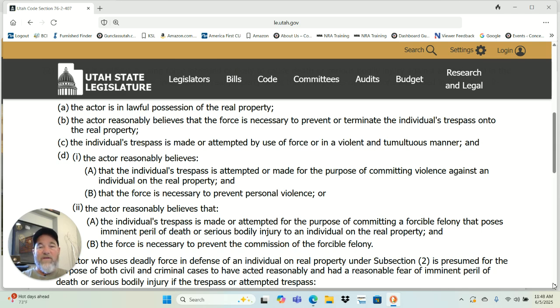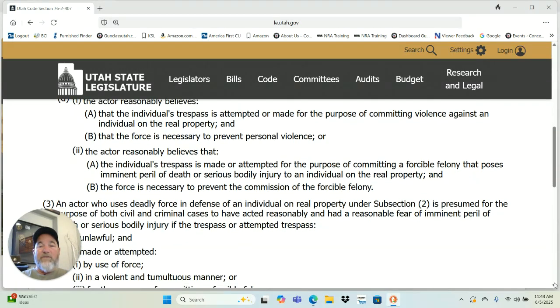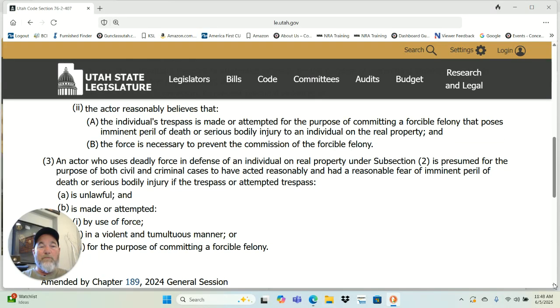You either reasonably believe that the trespass is attempted or made for the purpose of committing violence against an individual on the real property, and that the force is necessary to prevent personal violence, or you reasonably believe that the trespass is made or attempted for the purpose of committing a forcible felony that poses imminent peril of death or serious bodily injury to an individual on the real property, and the force is necessary to prevent the commission of the forcible felony.